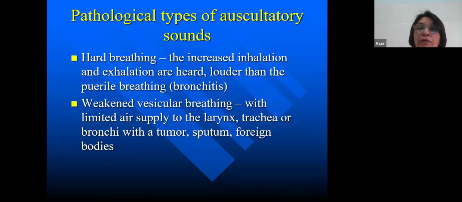Pathological types of auscultatory sounds: hard breathing and weakened vesicular breathing. Hard breathing, increased inhalation and exhalation, louder than even puerile breathing, typical for bronchitis. Weakened vesicular breathing, with limited air supply to the larynx, trachea, or bronchi. We can listen to it in a patient with inspiratory dyspnea or in a patient with pneumonia.